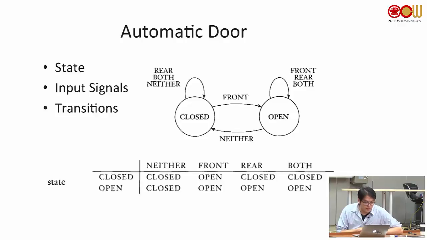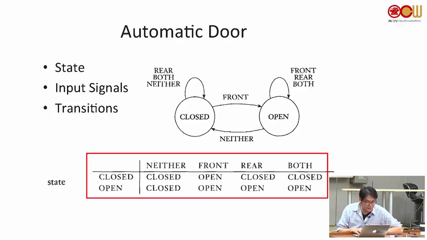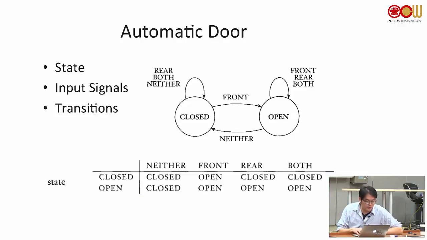Okay, so you can see that this is a finite state machine over here, and we have two states, closed and open. There are a few conditions that will make the door open or not. This is the state here, and we have a few input signals. Both the state and input signal become the transition function. So let's make it a little bit formal.